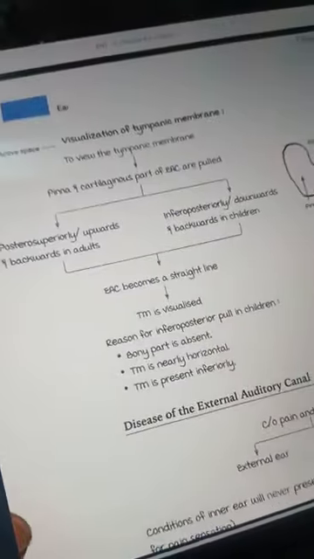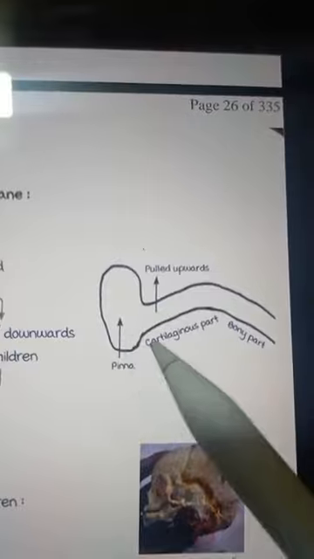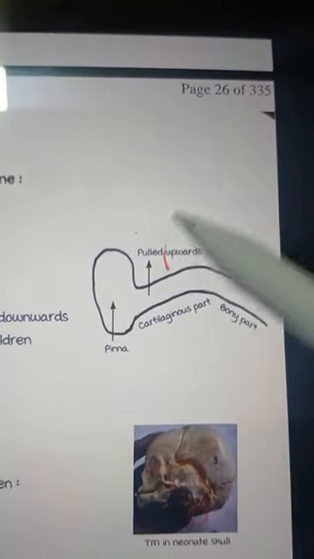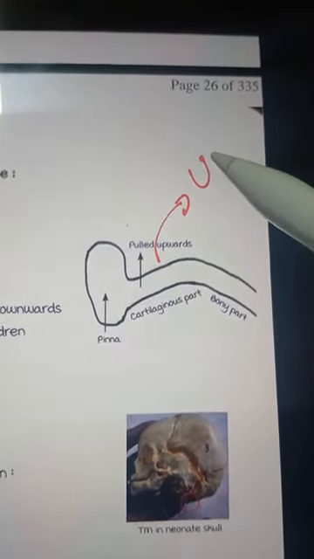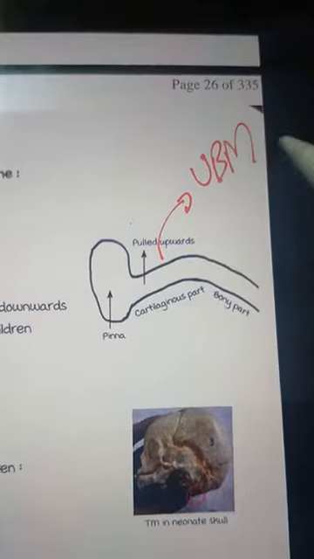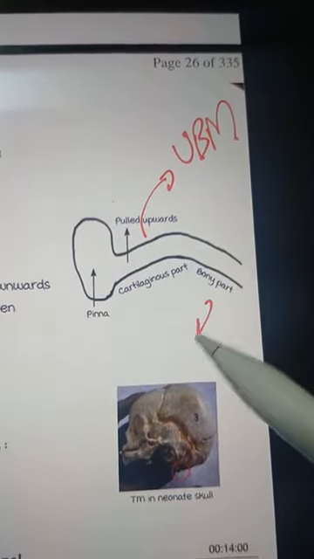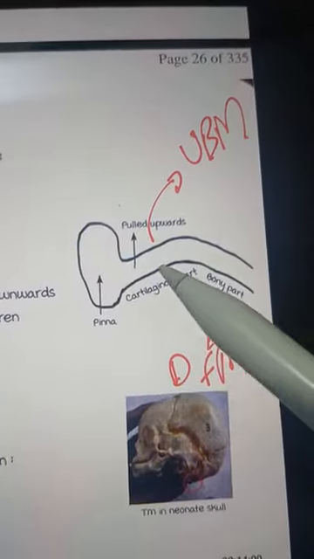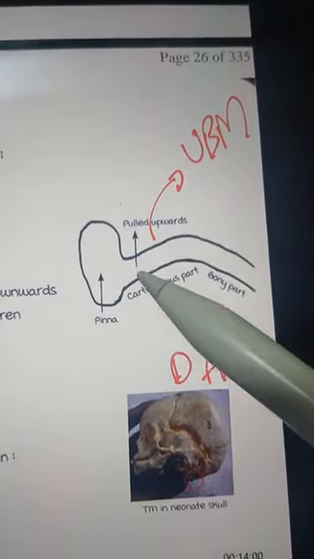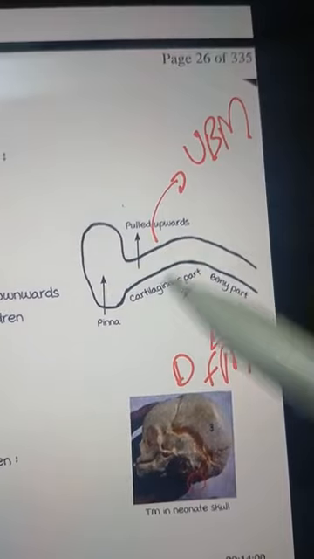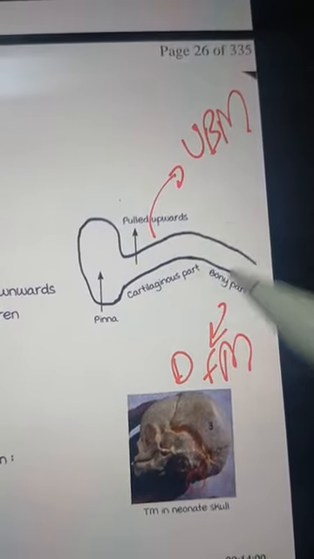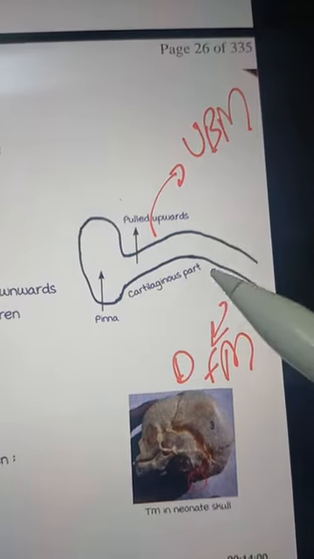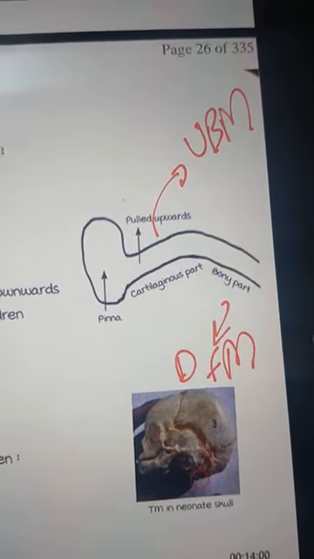Infection is important. So how do we visualize the tympanic membrane? This is the tympanic membrane, as I told. This is the pinna. This is the cartilaginous part, which is upward, backward and medial. And this is the bony part, which is downward, forward and medial. The cartilaginous part is composed of skin, hair follicles and ceruminous glands. Folliculitis and furuncles are common over here. Here in the bony part there are no such appendages, only skin lined by stratified squamous keratinized epithelium.